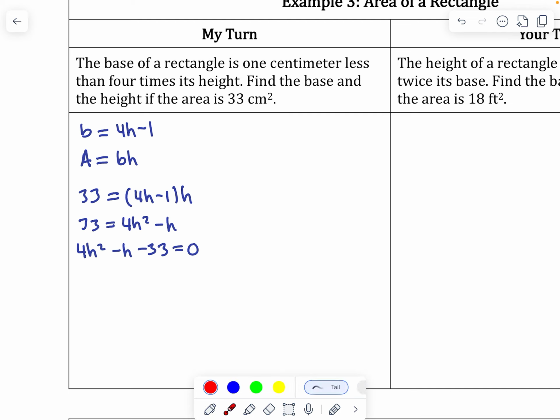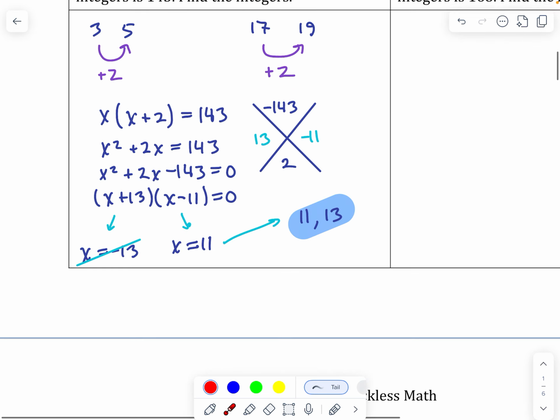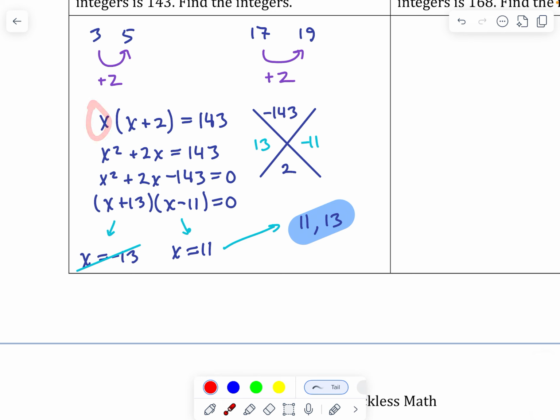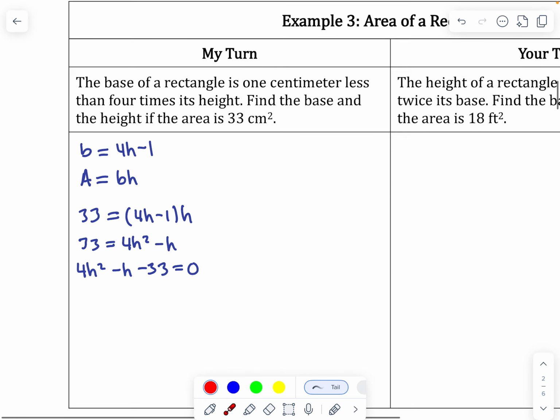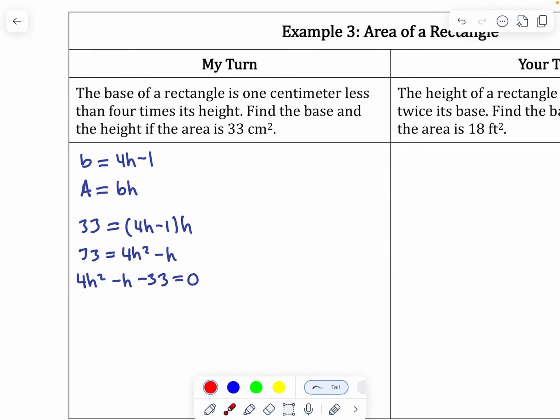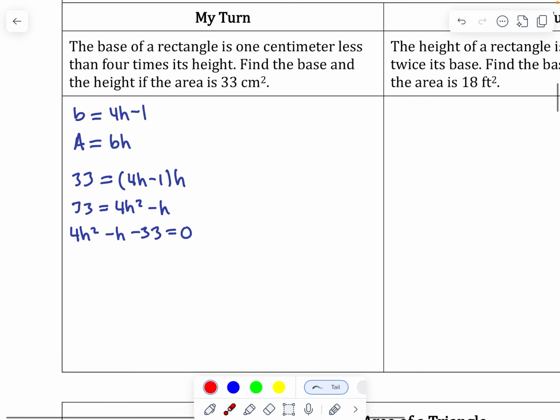Notice another difference in this problem. The leading coefficient is 4. In the previous examples, the leading coefficient was technically just 1. I should have written it here. When the leading coefficient is greater than 1, you need to factor by grouping. So if you're unfamiliar with that process, I would recommend going to another video and brushing up on that. I don't want to lose you here, but I'm not going to break it down.